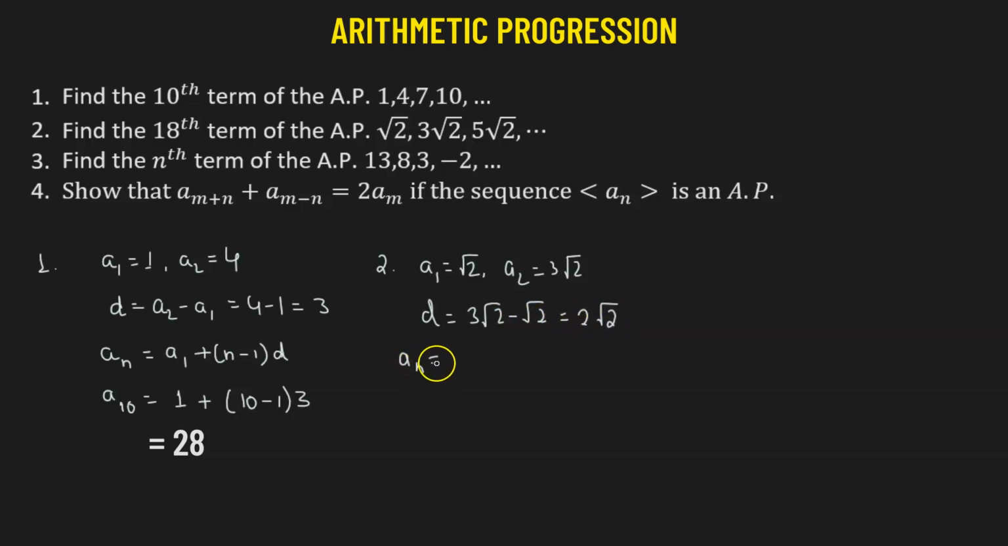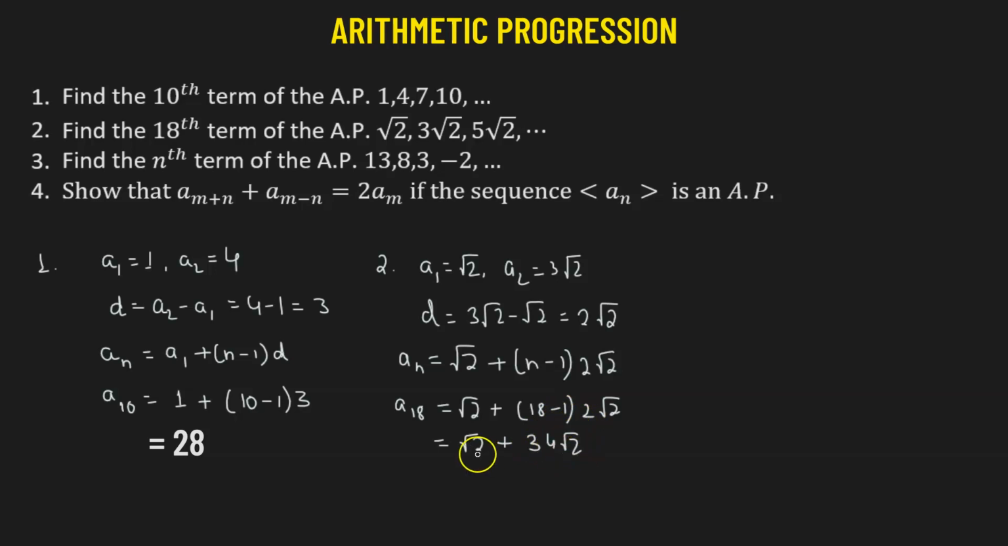Now the nth term of the sequence would be the first term, which is square root of 2, plus n minus 1 times the common difference, that's 2 times square root of 2. Where we need to find out the 18th term. So that means for n value equal to 18, we have A18 equals square root of 2 plus 18 minus 1 times 2 square root of 2. 18 minus 1 is 17. 17 times 2 is 34. So we have 34 square root of 2, which is added to square root of 2 to give us 35 square root of 2. So this is going to be the 18th term of the given arithmetic progression.